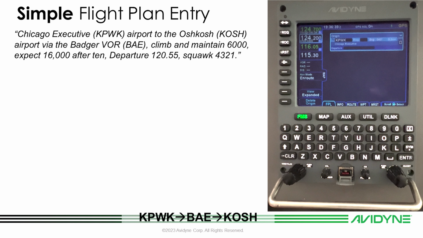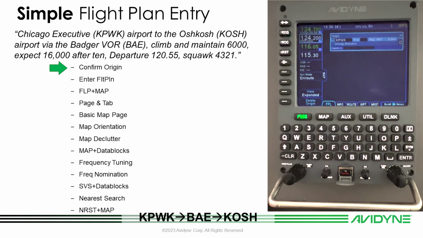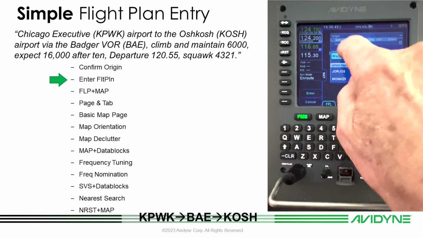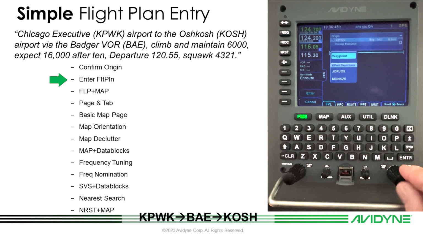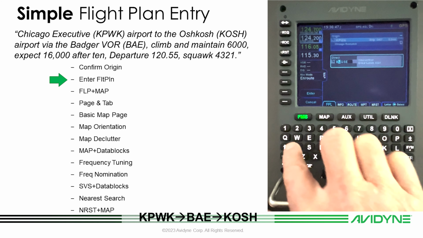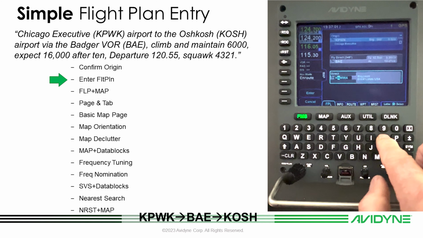Let's load this simple flight plan into the Atlas FMS. At startup, we see our origin airport, in this case, KPWK, Chicago Executive. We can bring up the FMS menu by tapping on the blank area of the touchscreen. We want to enter a waypoint, which is the default option. So you push in on the right knob or push enter, then enter the first waypoint, BAE, then push the right FMS knob to enter or push the enter key. Now let's push the FMS knob to add a waypoint again, and let's enter our destination airport, KOSH, and hit enter.